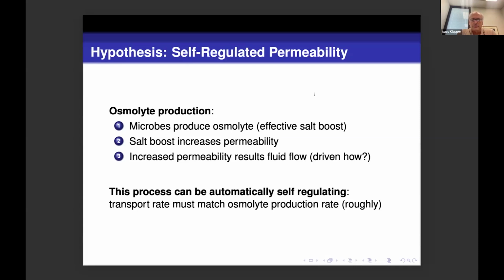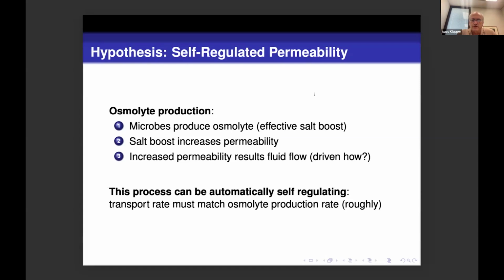And then the other thing to keep in mind is that if you produce this salt, this osmolyte, at a given rate, then to get to an equilibrium state, the transport rate has to match the rate that you're producing things.